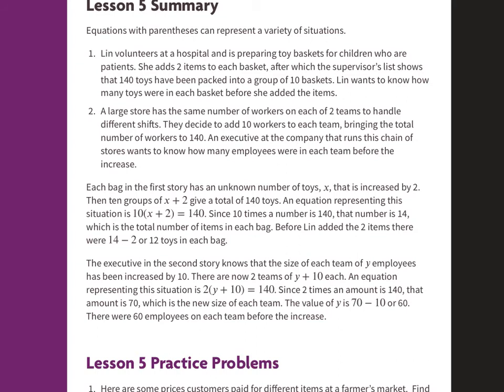So with parentheses, there's going to be groups of the same thing. In this case, they're baskets. Okay? So we look to see the things that are put into the basket. The first thing we know that are put into the basket is we have 2 items put into the basket, and then we have toys that are put into the basket. We know the total amount of toys, but we don't know how many toys are put in each basket. So we can go x plus 2. There's 10 baskets, so we're going to multiply that by 10, and that's going to equal the whole amount, 140.